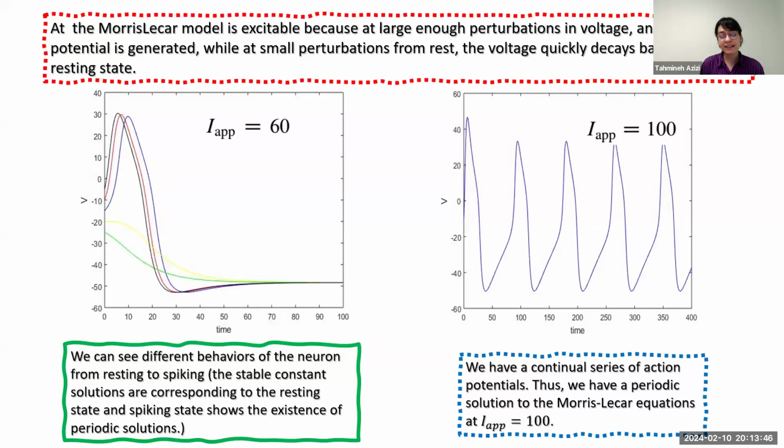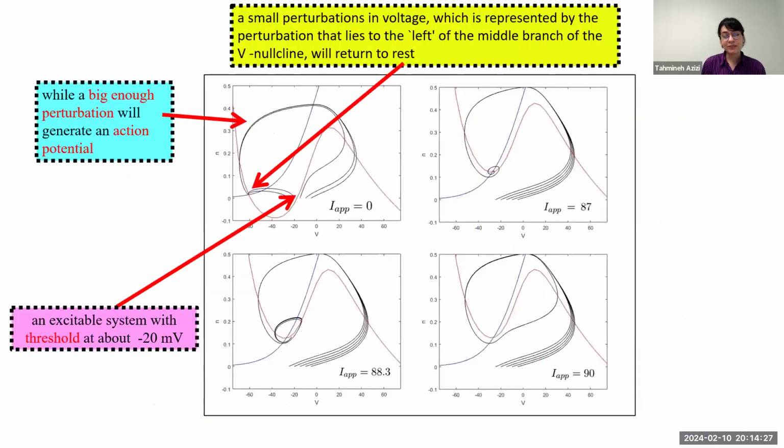For example, here for different applied currents, 60 and 100, we can see different behavior of this single neuron cell. On the left-hand side, we can see solutions for the membrane potential of the cell. Some have the ability to fire a spike and then go back to the resting state, but some of them don't have this ability. They didn't reach the threshold that they need to fire a spike. On the right-hand side, with increasing current, we see a different type of behavior: a periodic solution for this model.